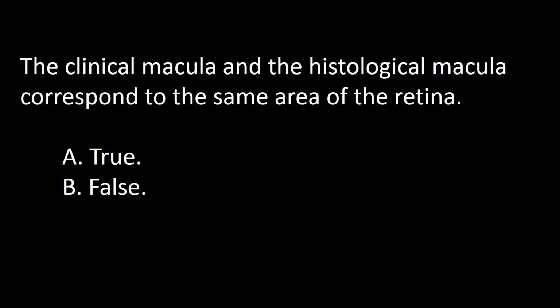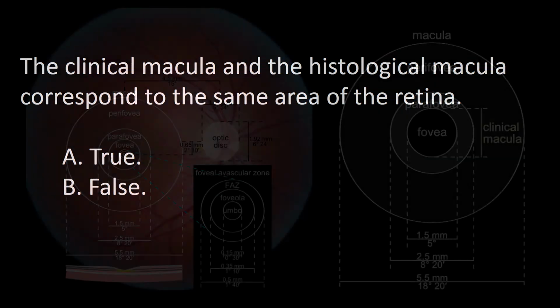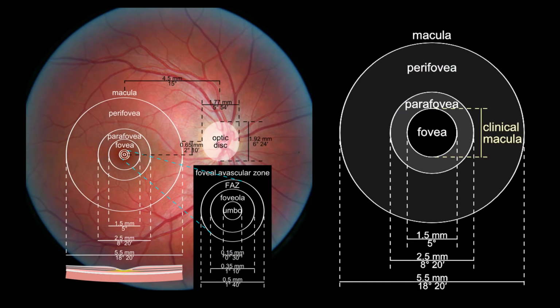Next question. The clinical macula and the histological macula correspond to the same area of the retina. A, true. B, false. I am showing you this complicated figure and a sketch of the retina because some textbooks about visual evoked potential use this terminology. Notice that the macula is defined in two different ways. The arrow in this figure points to the macula, referring to the histological macula.